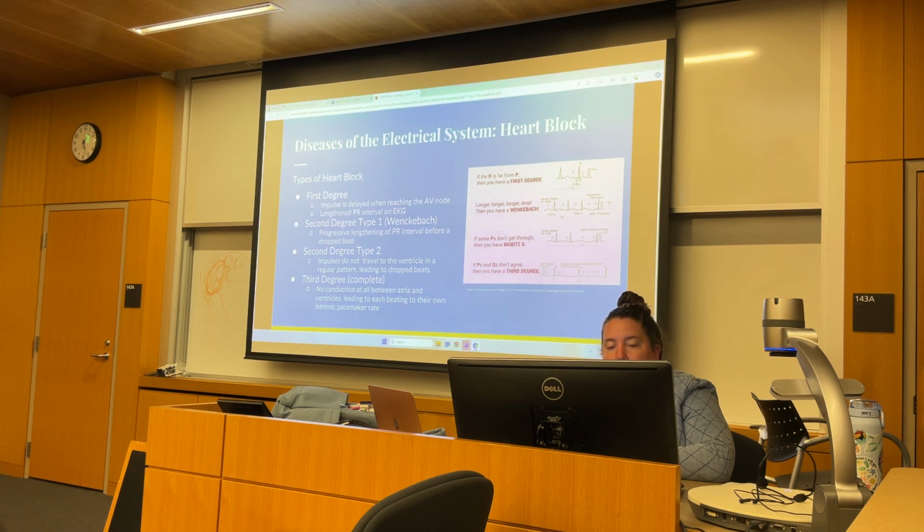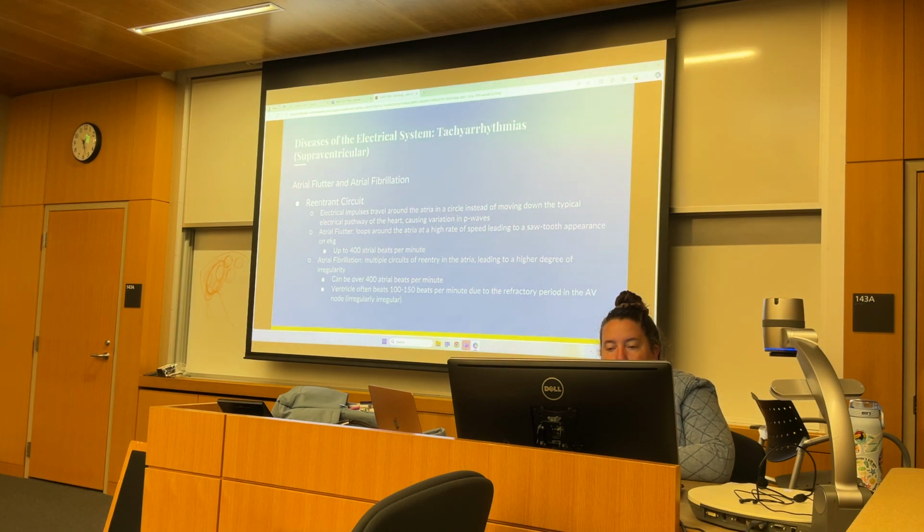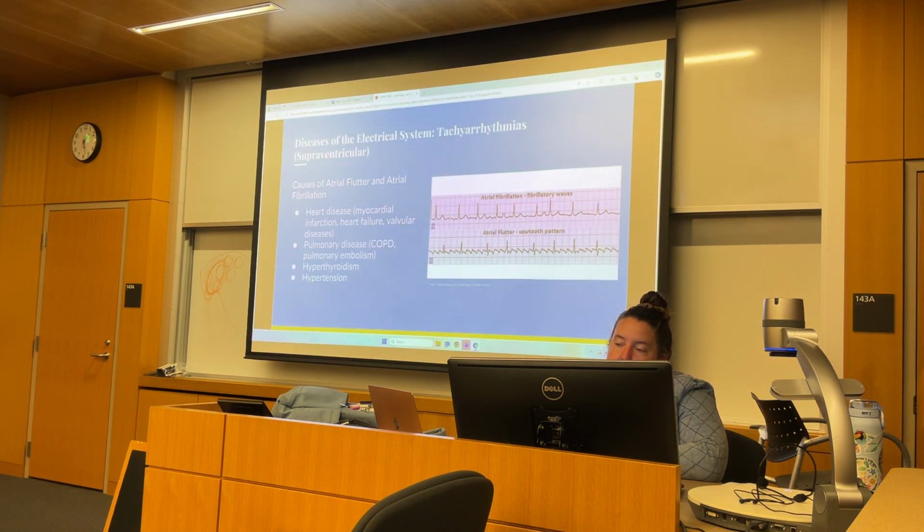So you need to know that second degree type 1 is a progressive lengthening, second degree type 2 leads to dropped beats, but there is no progressive lengthening. Third degree, no conduction at all. You need to be aware of the appearance of atrial fibrillation and atrial flutter. You will have EKG strips on your exam that you have to look at and tell me what rhythm you're looking at.